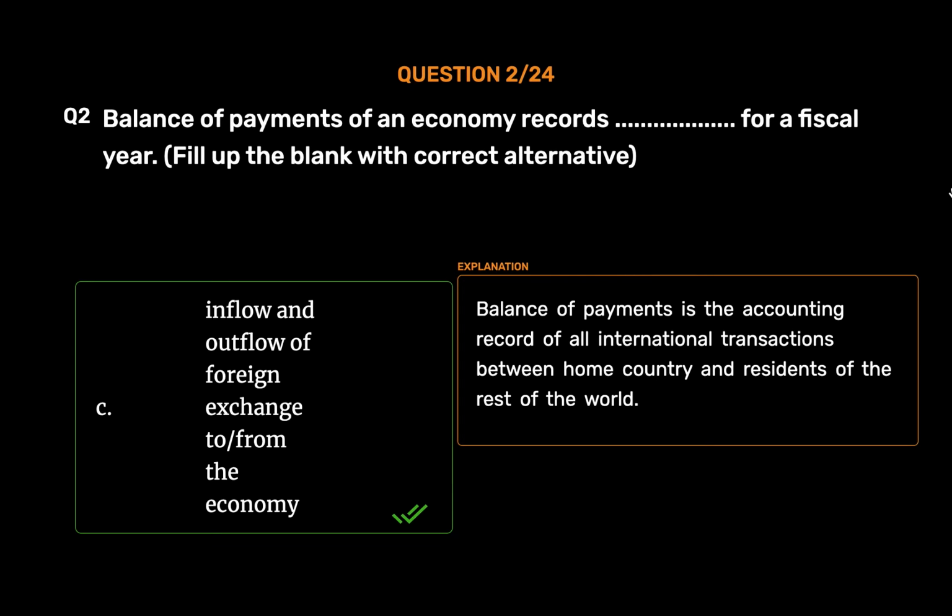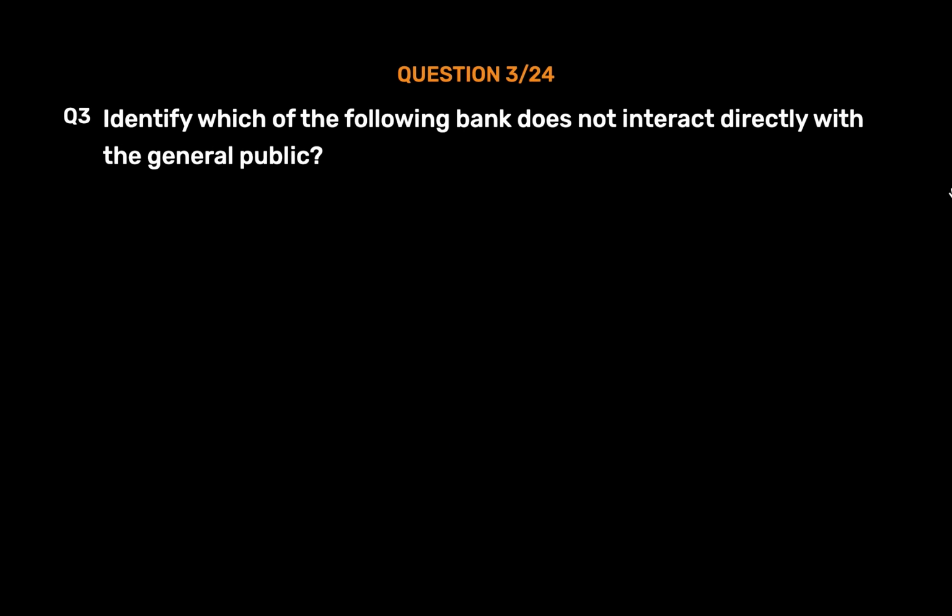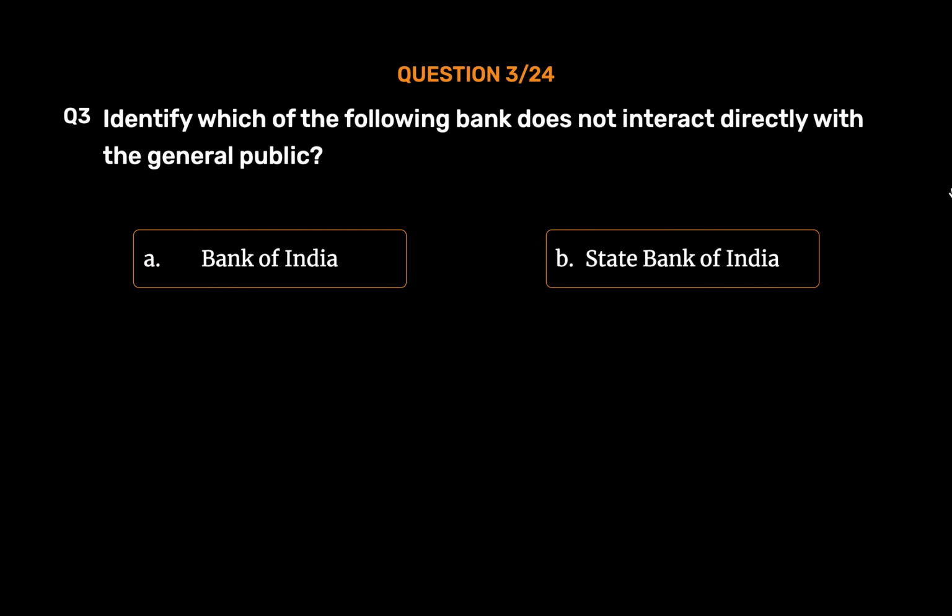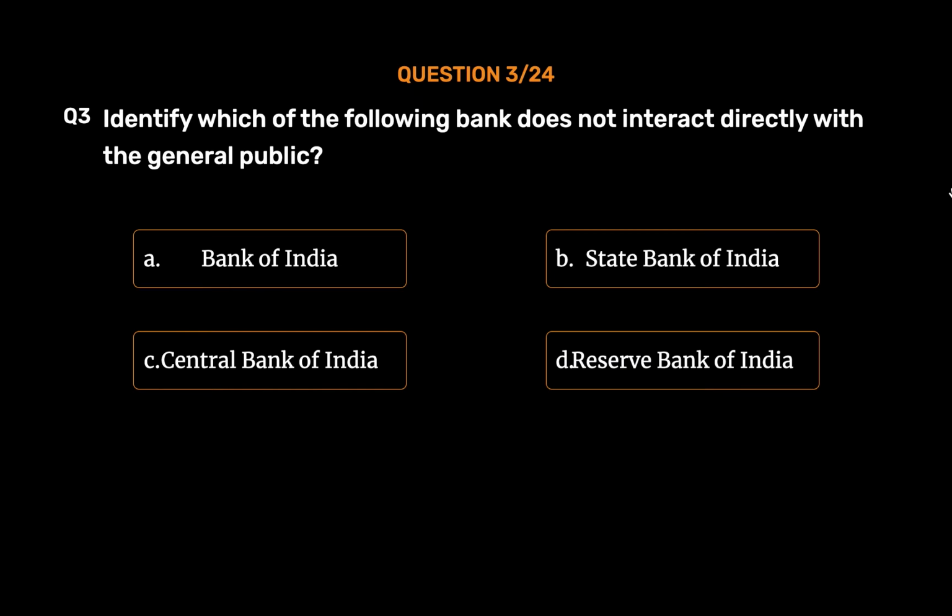Balance of payments is the accounting record of all international transactions between home country and residents of the rest of the world. Question number 3. Identify which of the following bank does not interact directly with the general public. Option A. Bank of India. Option B. State Bank of India. Option C. Central Bank of India. Option D. Reserve Bank of India.